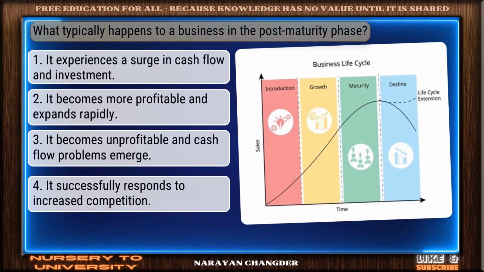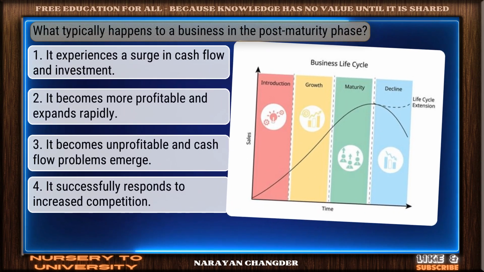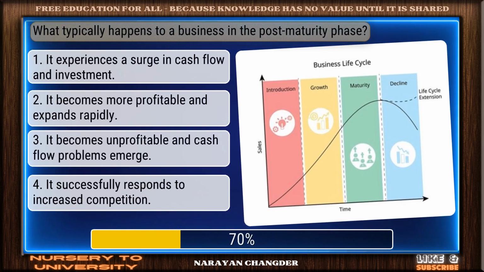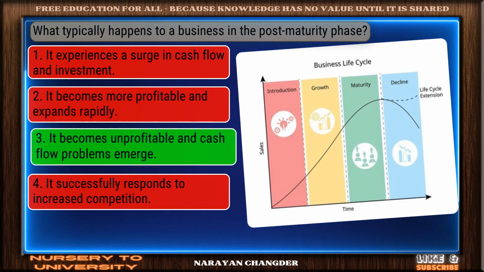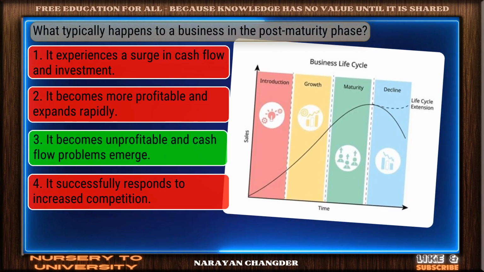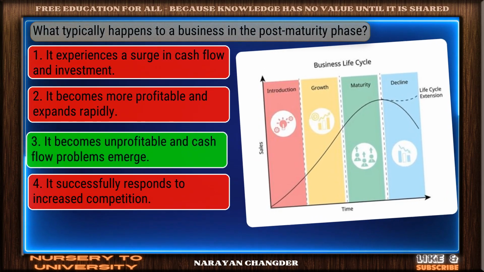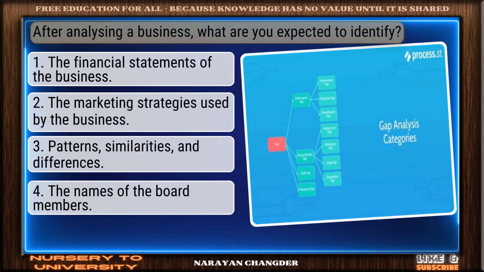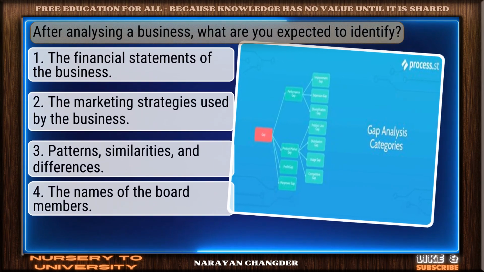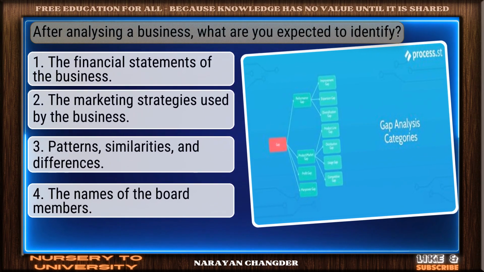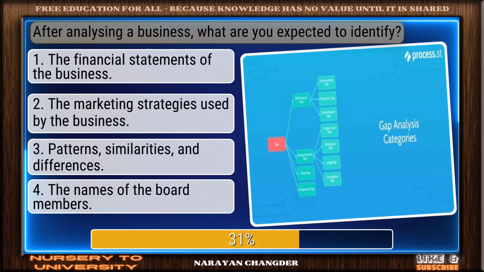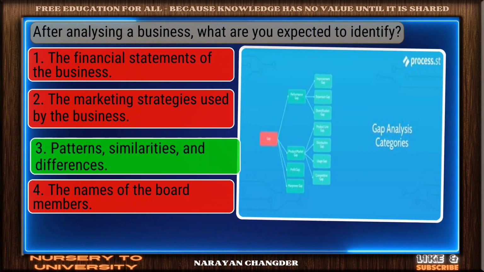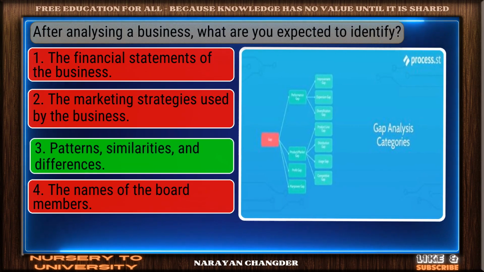Question number 31. What typically happens to a business in the post-maturity phase? Perfect. It becomes unprofitable and cash flow problems emerge is the correct choice. Question number 32. After analyzing a business, what are you expected to identify? Nicely done. Patterns, similarities, and differences is a solid answer.